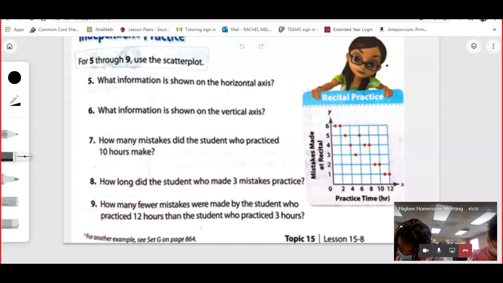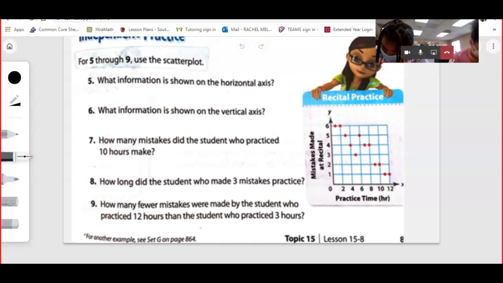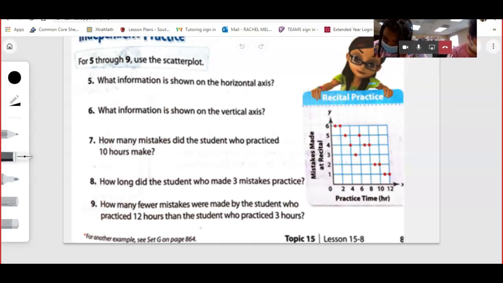Okay, so before we answer these questions, we want to look at the graph. I need everybody to be looking at the screen right now. You shouldn't be writing. I just want you to look at the screen. I don't want you to write all that. We're going to do this together.